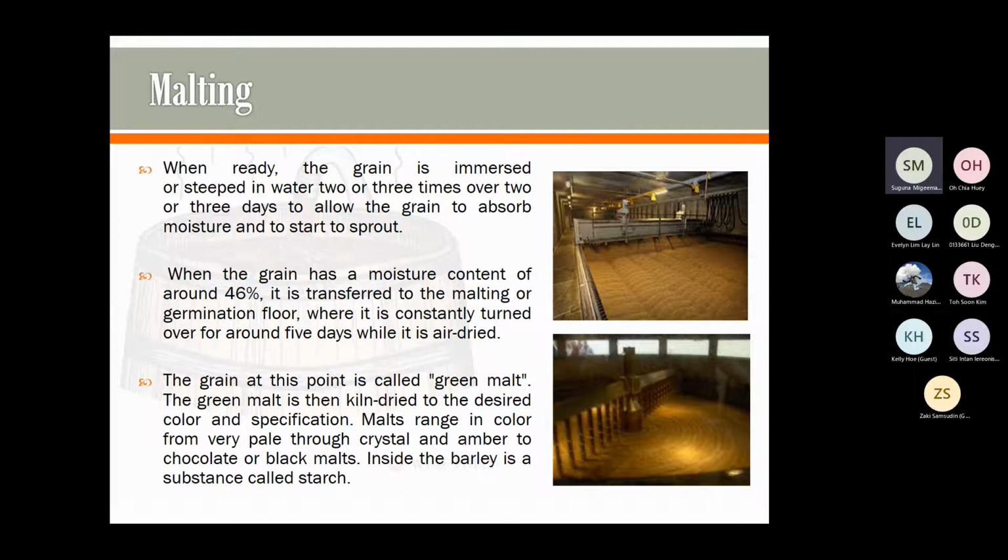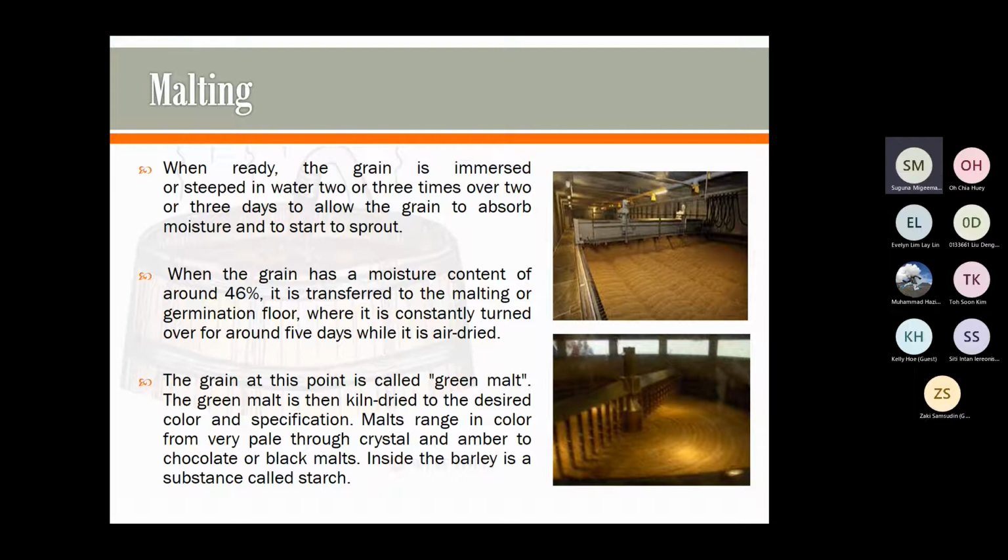So how do we control it here is we will make sure the moisture content of the grain reaches about 46 percent. If it reaches around that number, then they will transfer the malt to a germination floor. Okay, and then, like in picture number 2 here, they will constantly turn it around. So this will continue for 5 days while it is air dried. Okay, and at this point the grain is called green malt.